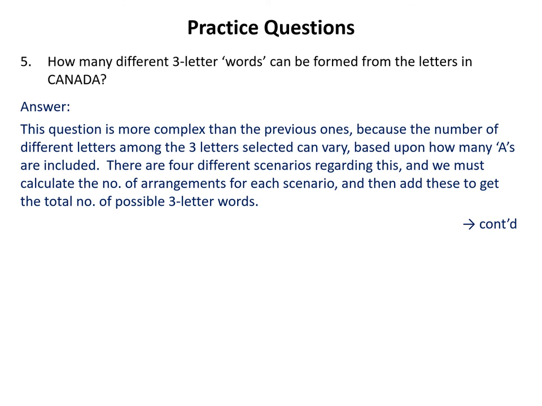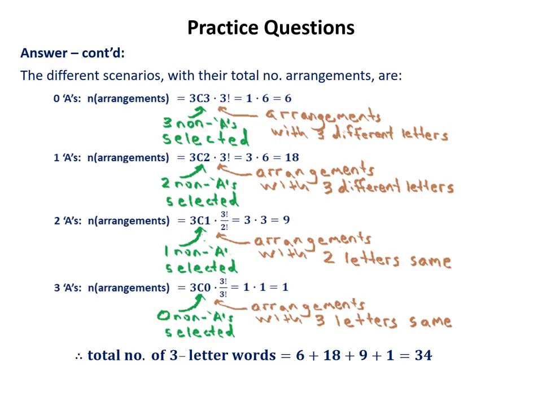There are four different scenarios regarding this, based on whether you have anywhere from zero A's through three A's in the word or string. And we must calculate the number of arrangements for each scenario and then add them together to get the final answer, the total number of possible three-letter words. The way that we calculate the number of arrangements for each scenario is a two-step process. First, we need to calculate the number of ways of choosing the non-A's from the three non-A's, which are the C, the N, and the D.